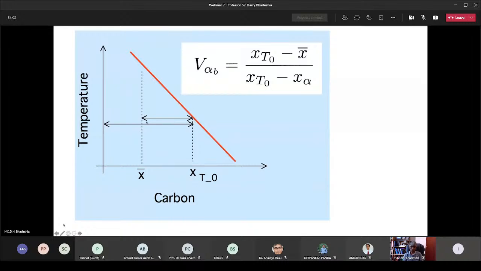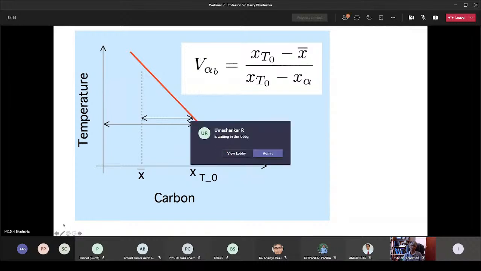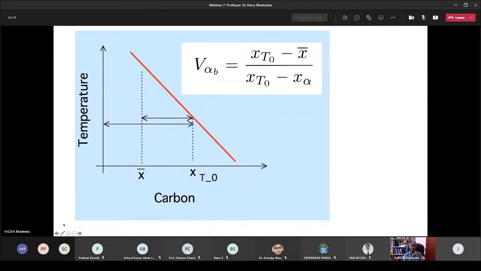and at a particular temperature, this is the concentration defined by the T0 curve. So just by using the lever rule, this distance divided by this distance gives me the volume fraction of bainite. In other words, X_T0 minus X bar, which is this distance, divided by X_T0 minus X_alpha, gives me the volume fraction of bainite. And I cannot get more bainite than defined by this equation, which comes from our mechanism of transformation. So it seems that we are stuck, okay? This concentration is almost zero, so you could ignore it for the moment.